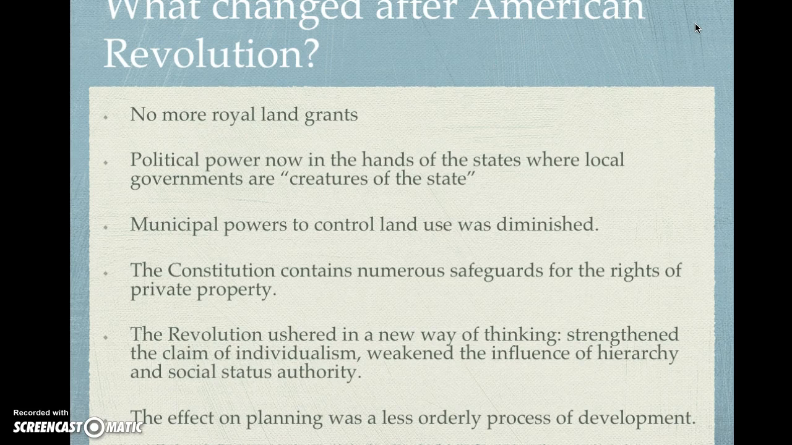So what that means in terms of planning is you don't have one James Oglethorpe person making the entire plan anymore. So the effect on planning was that you had a less orderly process of development. I mean, it's more democratic, right? We moved to be an American democracy, but the process of development is not as orderly. It's not one person saying, here is your perfect street grid system, we're going to do this.